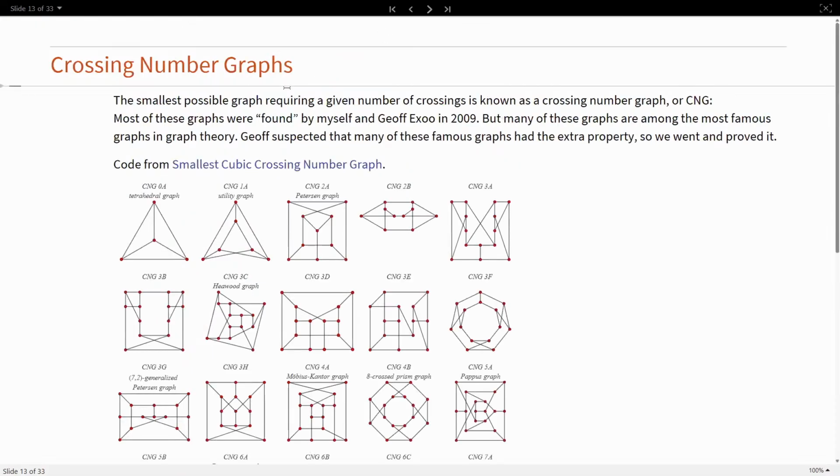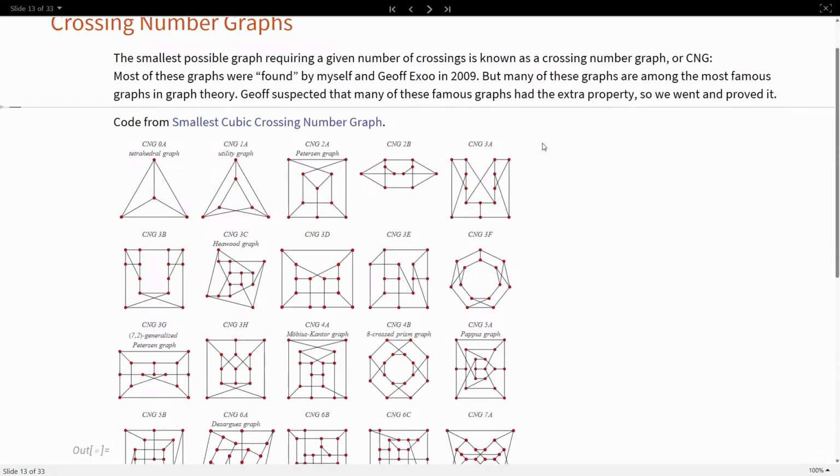So one thing I noticed was that for the Petersen graph and the Heawood graph, you could basically add an edge to the Petersen graph and get the Heawood graph. And I wondered if there was a group of related graphs where they were minimal, the smallest graphs that required a given number of crossings. So I worked with Geoff Exoo on this, and we came up with what we called crossing number graphs. The utility graph is the smallest one. It's 6 points that requires a crossing.